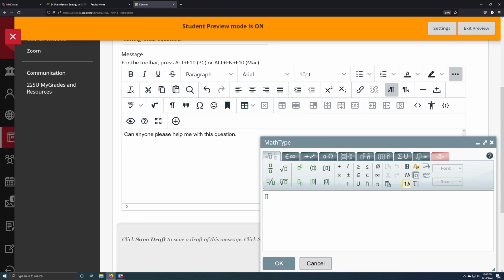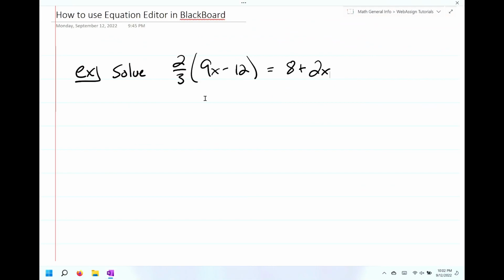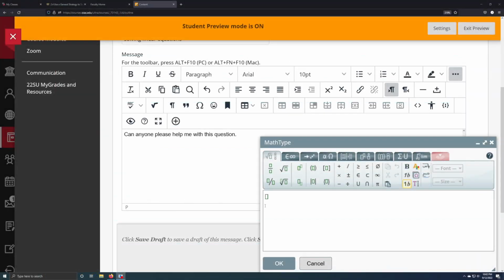So if you remember, and I'll go back one more time just to show you, we have 2 over 3 times the quantity 9x minus 12 equals 8 plus 2x. So if you can write it down correctly, and that's huge, all right? Just being able to write down math correctly, but I'm pretty sure a lot of us already are cool with that.